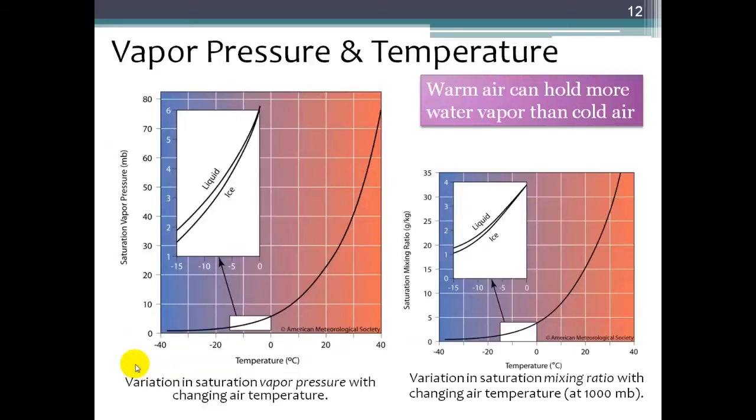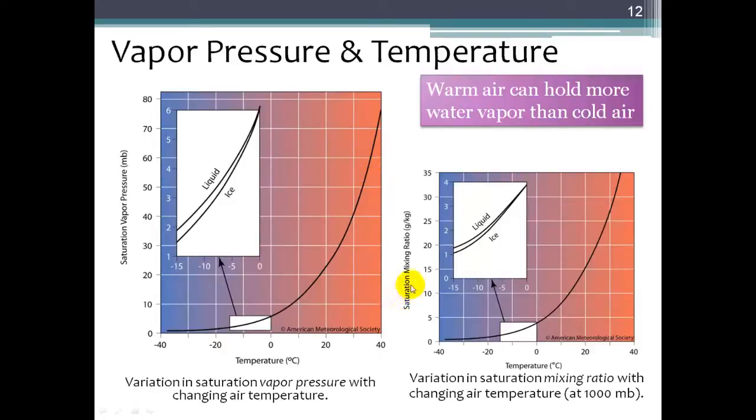In these graphs, we see the relationship between temperature across the x-axis and saturation vapor pressure in millibars across the y-axis. And you can see that as the air gets warmer, the saturation vapor pressure increases. And that is because warm air can hold more water vapor than cold air. So if the air is warmer, it has the potential to hold more water vapor than cold air does, and therefore there's more water vapor there, and the vapor pressure increases.